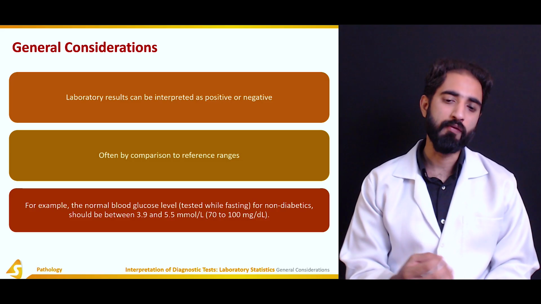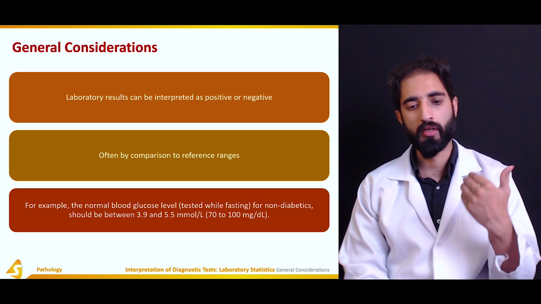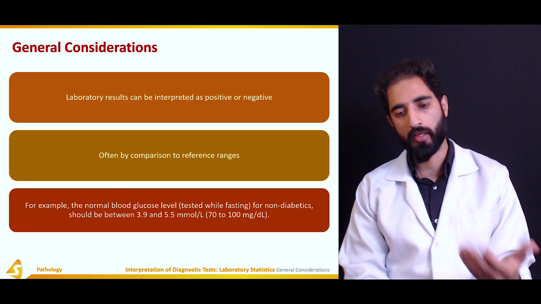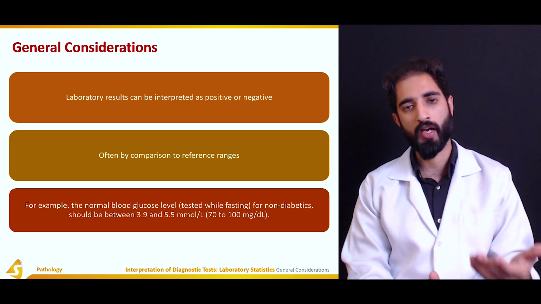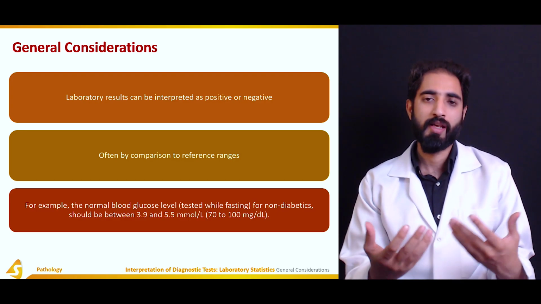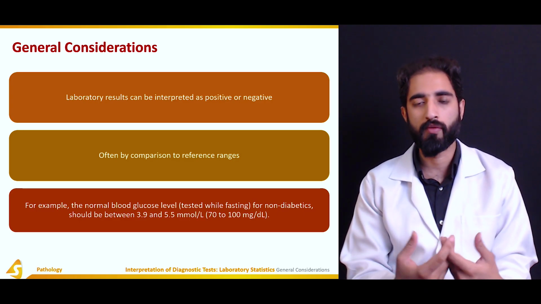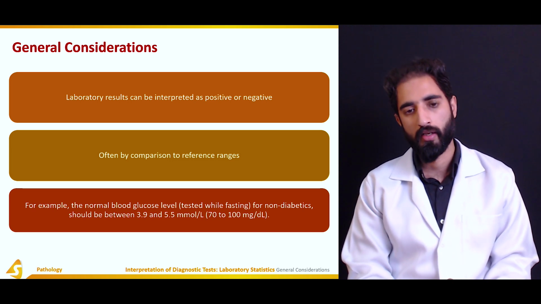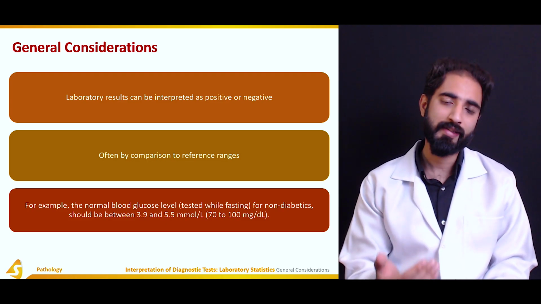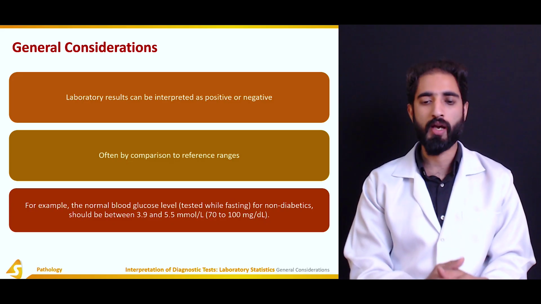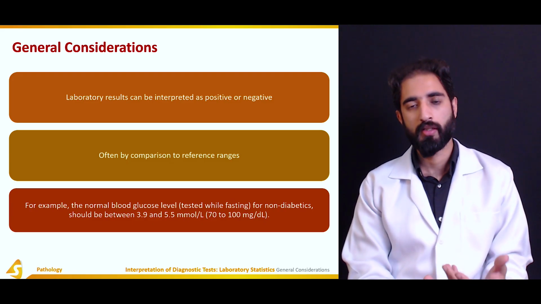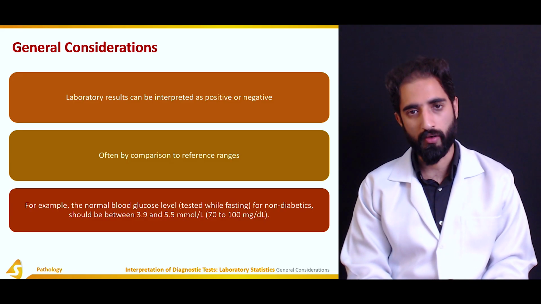But if an individual has, let's suppose, a blood glucose level, also commonly known as blood sugar, higher than 100 milligrams per deciliter, for example, or 5.5 millimoles per liter, so it is higher than the reference range, and the person can be said to have a positive laboratory result for being hyperglycemic. Similarly, if it is less than the lowest value, which is 3.9 or 70 milligrams per deciliter, then we can say that that person has a positive test for being hypoglycemic.